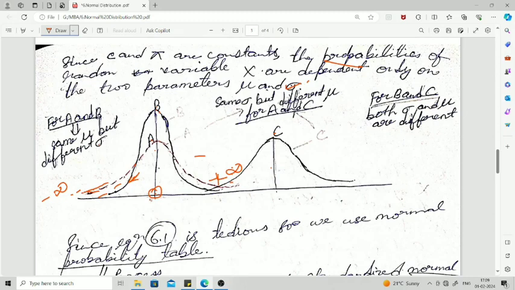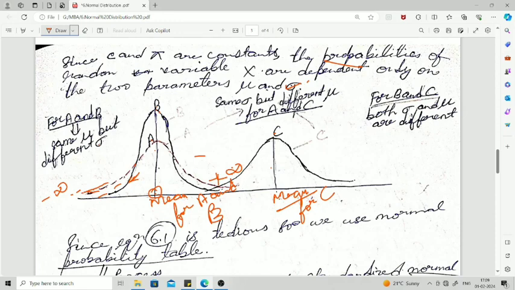the mean for this one, or you can say here if I write down the mean, and for C the mean is at this place. Okay, so the mean for C and the mean for A and B, okay, so these two are different.